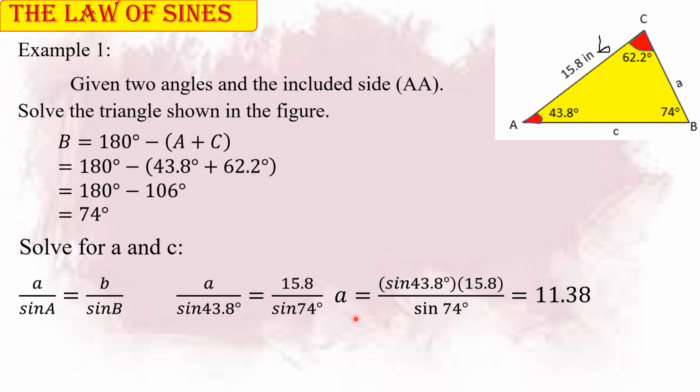Now, we will be using the cross multiplication or yung note number 2 natin kanina. Okay, so since si A ang unknown, magiging pwede ding 15.8 times sin 43.8, that's okay. Or pwede ding sin 43.8 times 15.8. Okay lang yon kasi iisa lang din yung makukuha niyong sagot doon. And then, over sin 74 degrees.